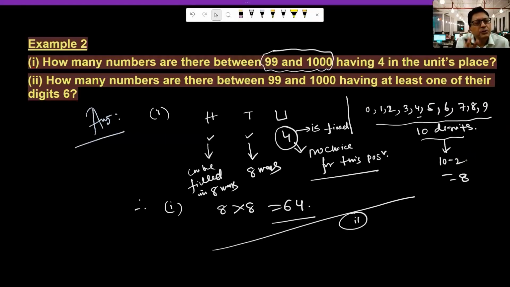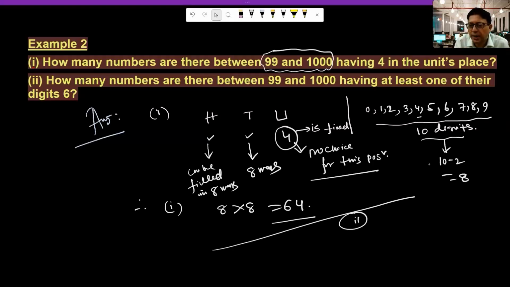Let us solve the problem in this manner. One of their digits must be 6. Maybe 2 digits of them 6. Maybe all 3 of them 6. And they are also 3-digit numbers. Between 99 and 1000 means 99 and 1000 not considered, only 3-digit numbers. And considering 6 as 1 digit, 6 being repeated, it is very troublesome to get. I am not going for that.